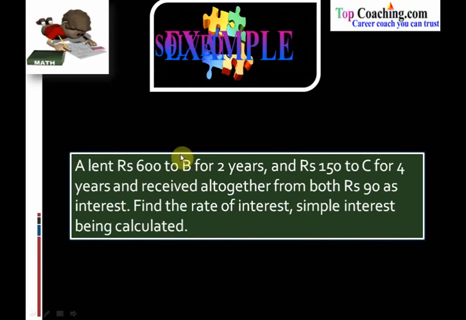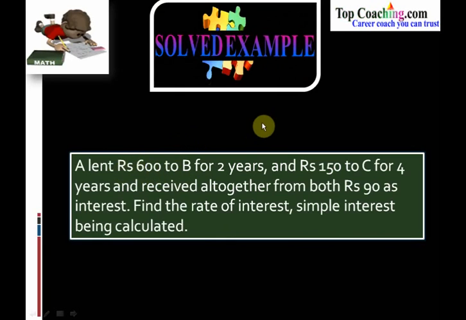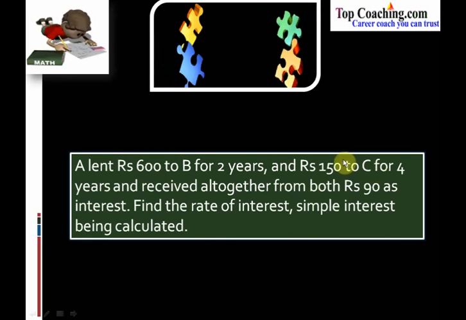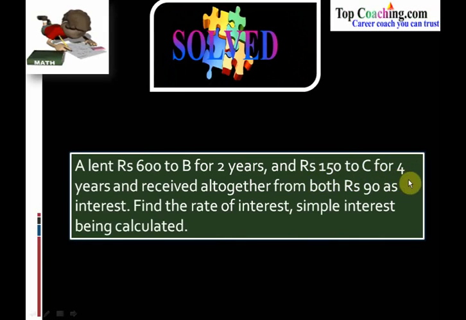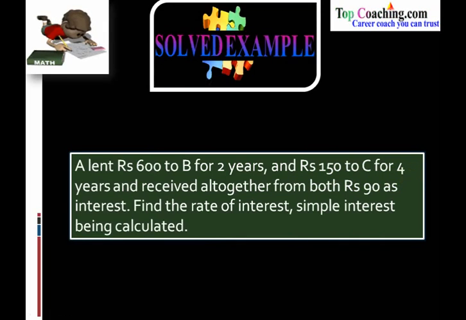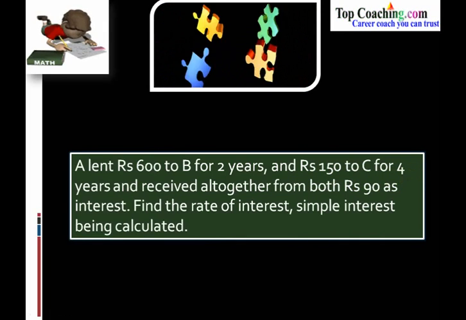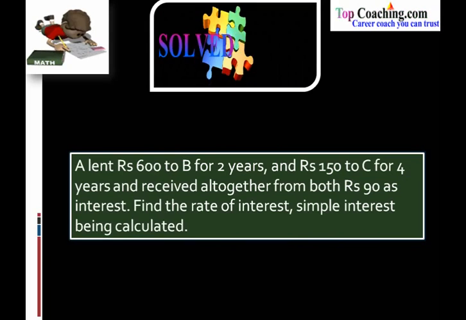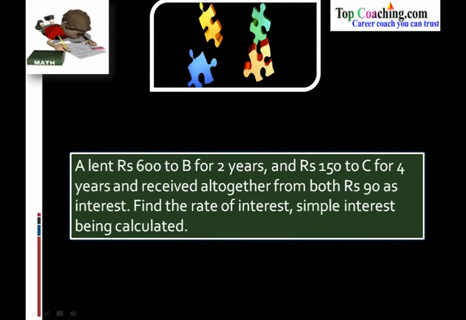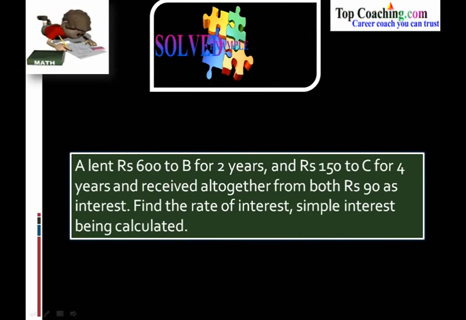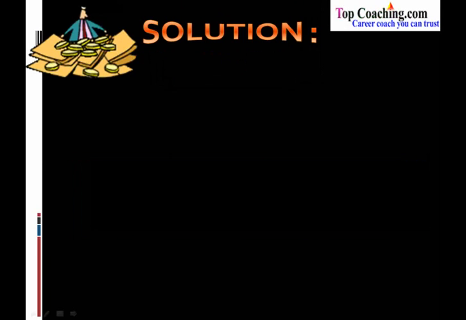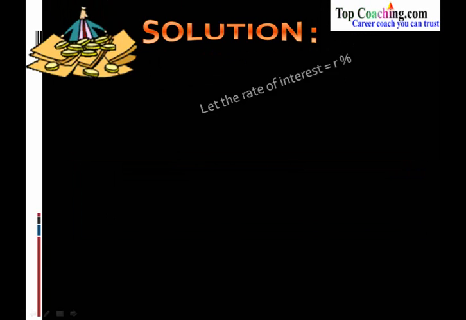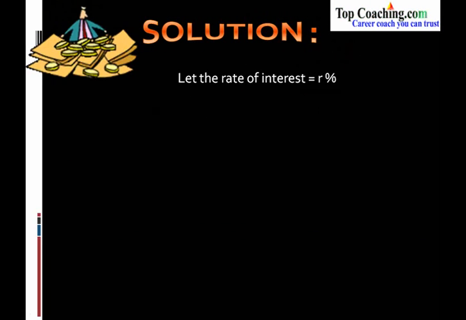So in this problem, it has been given that A lends rupees 600 to B for 2 years, and similarly he lends C rupees 150 for 4 years. Now at the end, he earns rupees 90 as the simple interest. We have to calculate the rate of interest. We are assuming that the rate of interest in both these cases, that is A to B and A to C, is the same. So let's first try to understand the problem. Let us say that the rate of interest is equal to R percent.